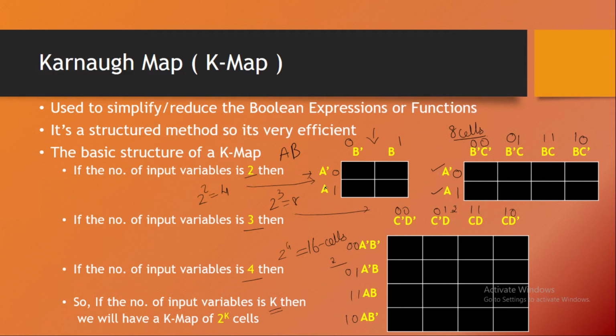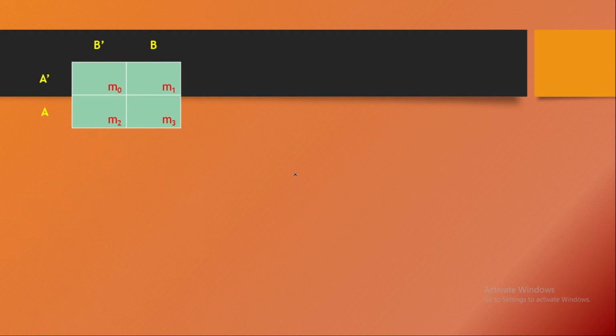So I have to select my KMAP according to the number of input variables we have. Moving further, let's try to understand the internal details of a KMAP. When we have a 4-cell KMAP, each and every cell corresponds to a row and column combination. The first cell is obtained with the help of row value A dash and column value B dash, which is A dash into B dash, that is 0, 0.